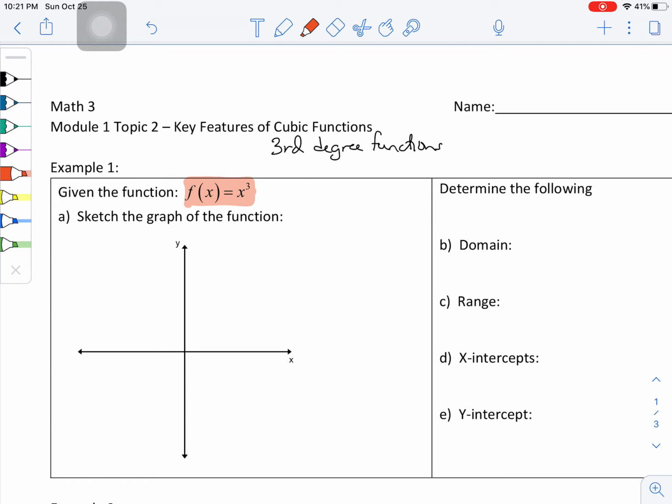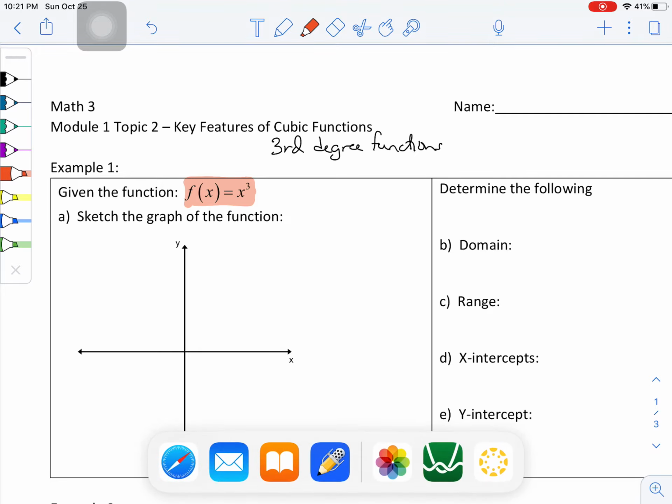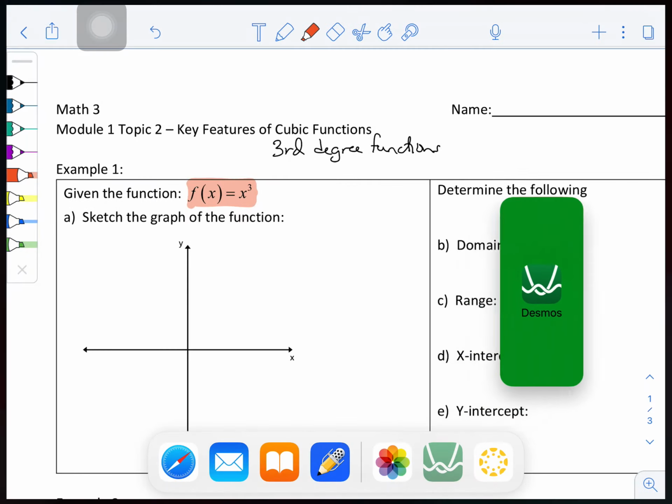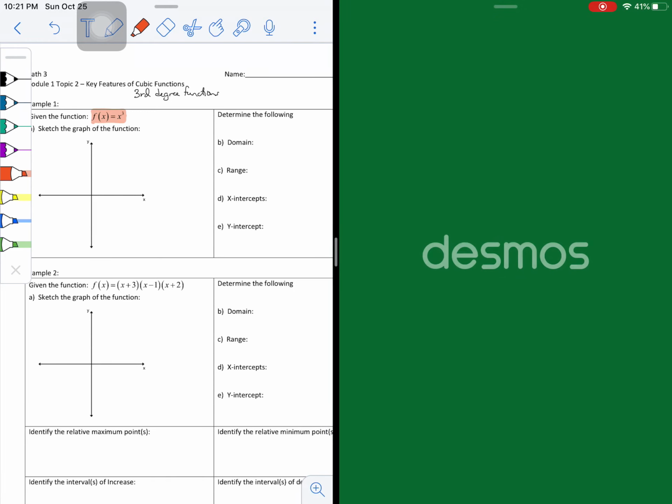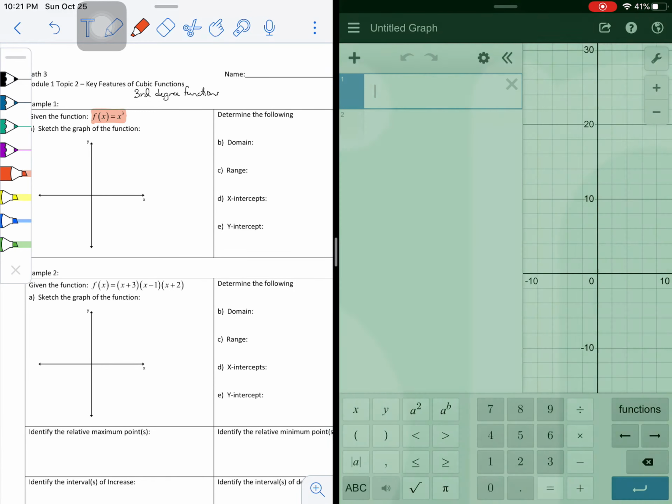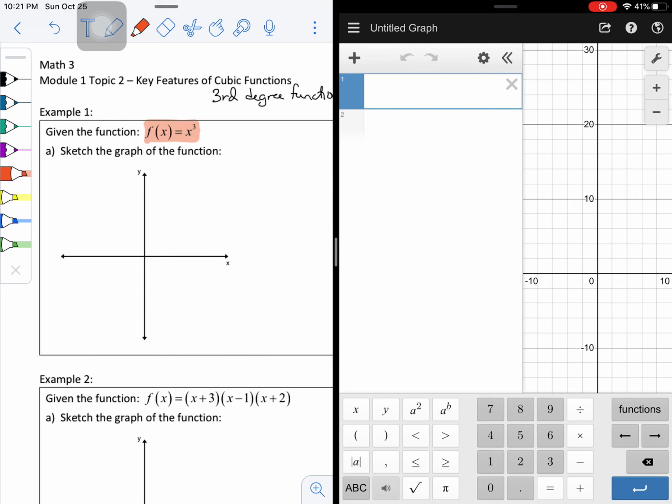Now, I know what a cubic function is. I know what it looks like. But if you're not sure what it looks like, I'm going to go ahead and split screen, and I'm going to open up Desmos, and I'm going to use Desmos to graph this function. It always takes a little while for Desmos to pop up.